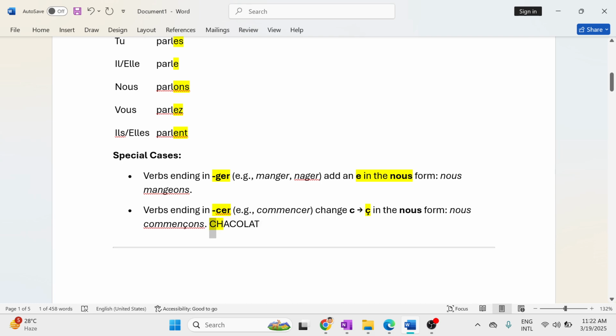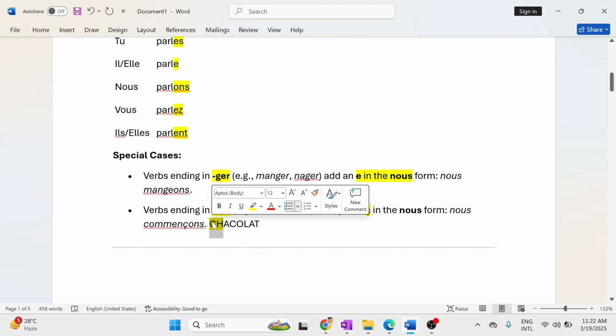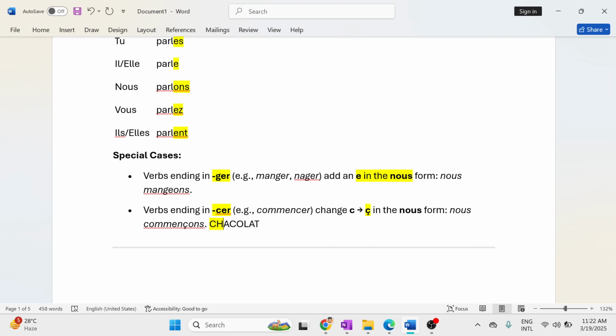It means that once H is after this C, you don't add any Sediye, because that is the purpose of Sediye, to make the sound softer. And here the purpose is already fulfilled. You don't need to add Sediye in case of CH. Shakola is one example. It's chocolate. Okay, right? Yep, got it.